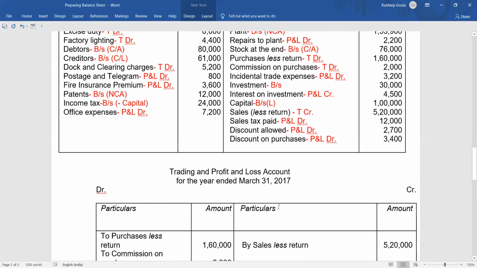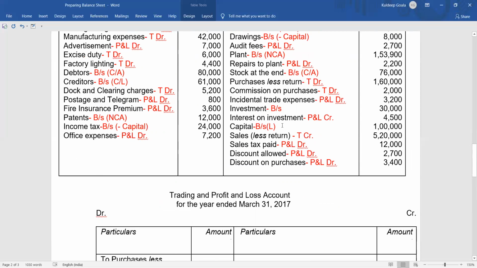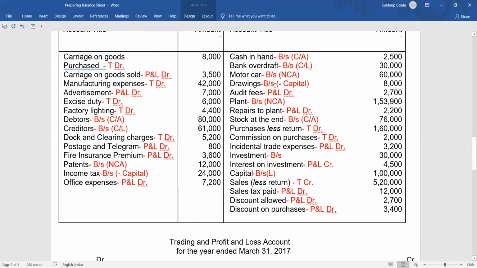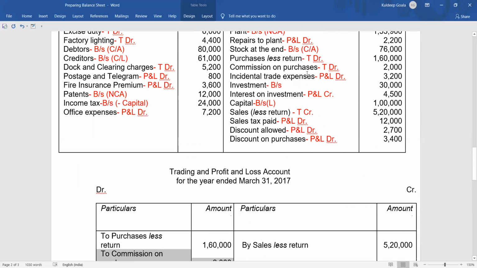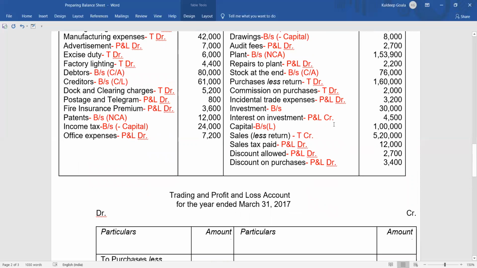Okay, now let's see what else is there in this side. Do we have anything else in the trading account, debit or credit? Purchase done. Commission on purchase was there. So commission on purchase of 2,000, we have to put it here. It is there. To commission on purchase 2,000. Clear? After that, in the trading account, we don't have any other thing. Sales is done. Nothing else is there.